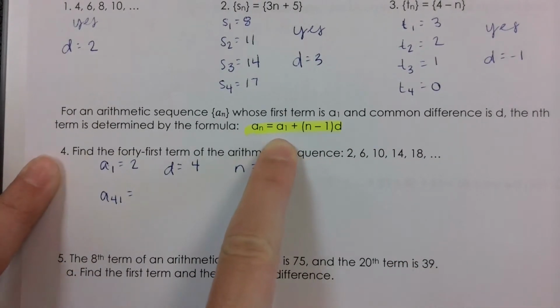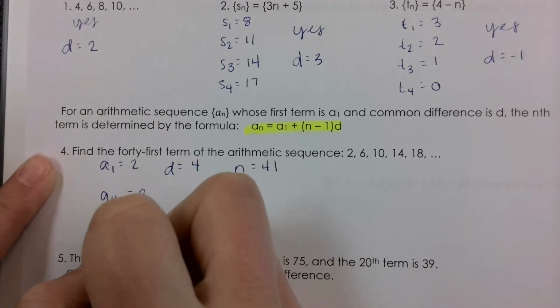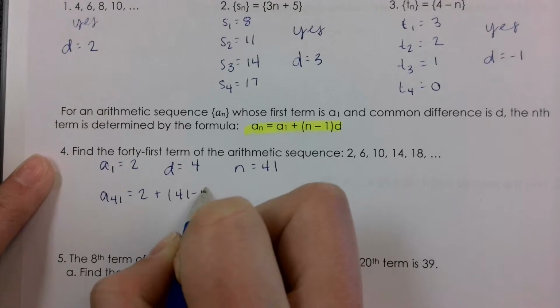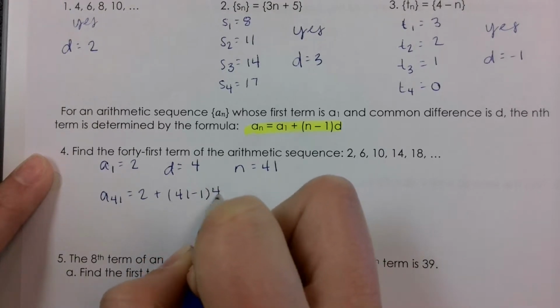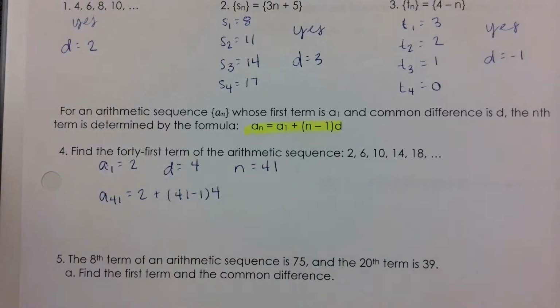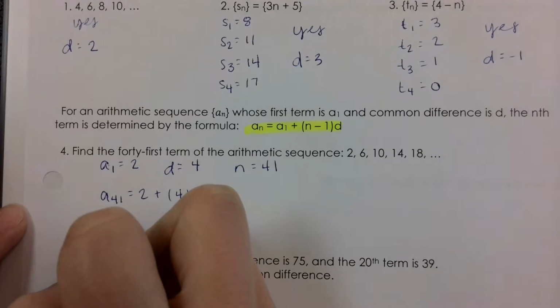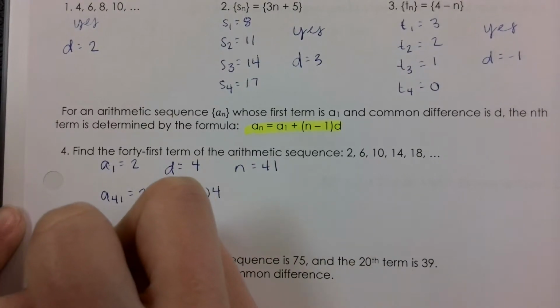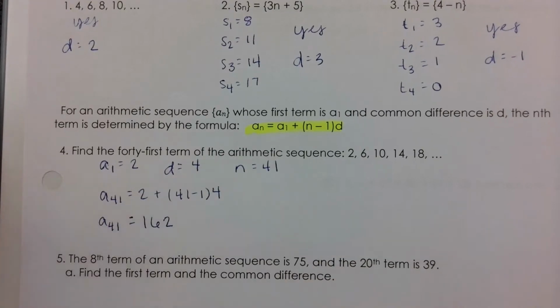A sub 1 was what? 2, plus parentheses n was 41 minus 1 times d, which was 4. Is that okay? So we'll do 40 minus 1, which is 40, times 4 gives you what? 160 plus 2, 162. So your 41st term is going to be 162. And that's a lot easier than having to add 41 times, right? Questions?